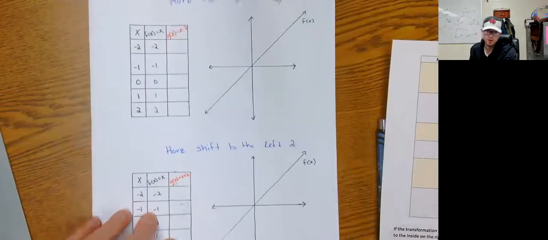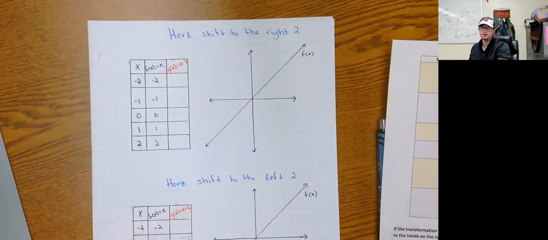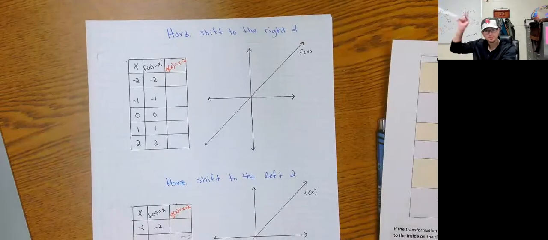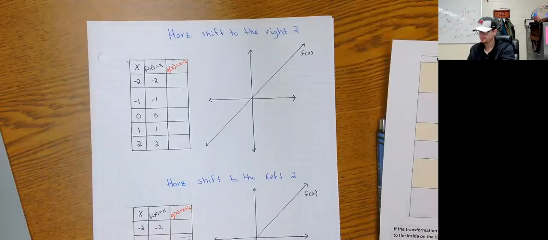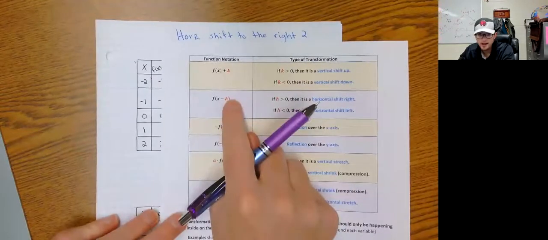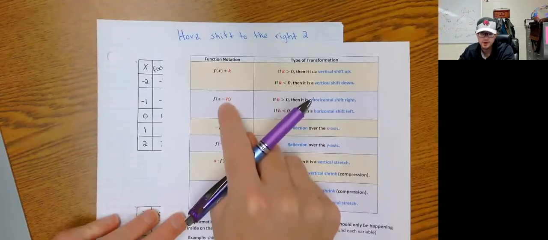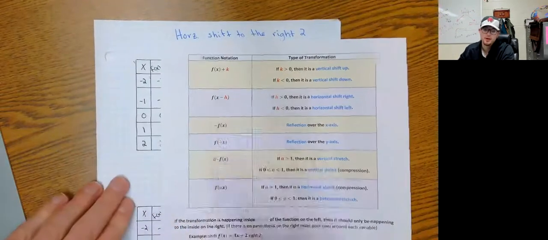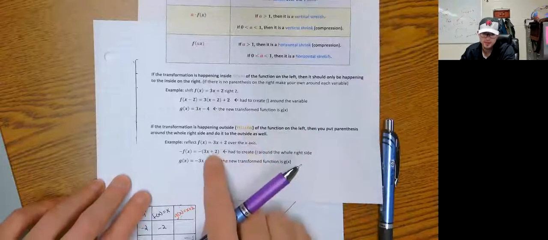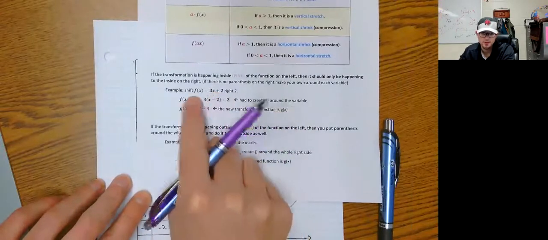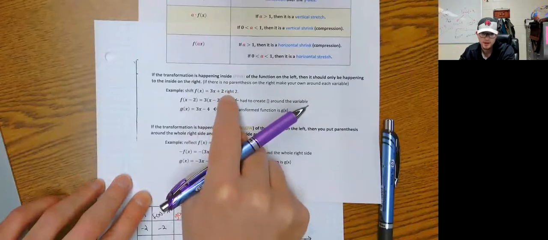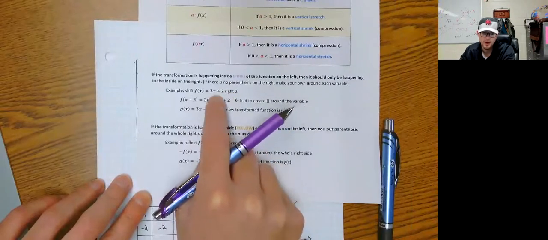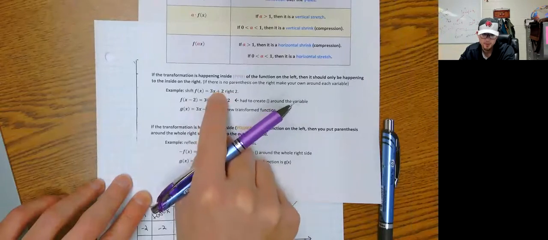Now we are going to do horizontal shift. So horizontal shift to the right. The other one we did up and down. Now we're going to do left and right. So right is on the inside. So we're going to subtract a value directly to the input, so directly to the variable. Now when we do that, that means we want to put parentheses when we are moving to the right or to the left. We want to put parentheses around just the variable, okay?